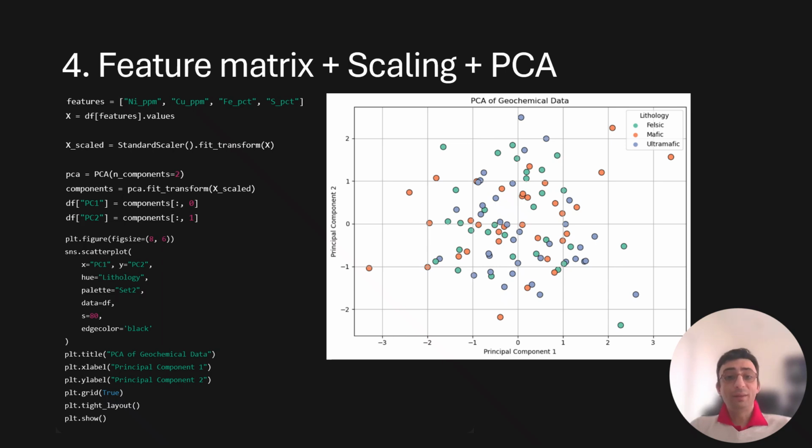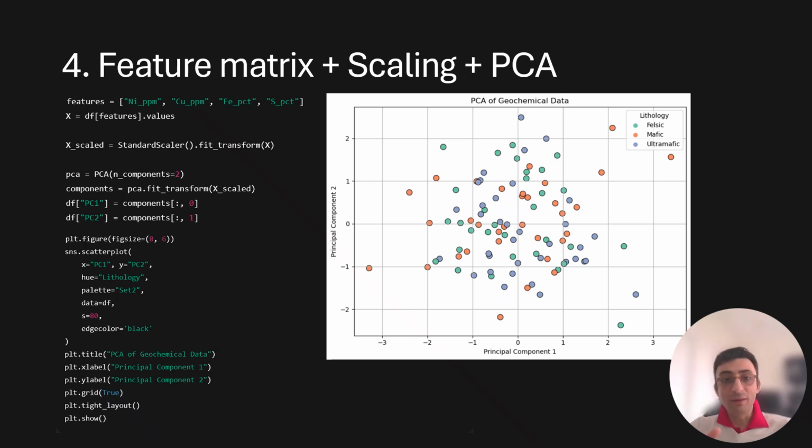Each point on this scatter plot is a core sample. The color shows its lithology: green for felsic, orange for mafic, and purple for ultramafic. The axes are principal components. PC1 is on the x-axis, PC2 on the y-axis. These aren't raw elements. They are a combination of elements, for example nickel, copper, iron, whatever you chose, that captures the strongest pattern in the dataset after we standardize everything.